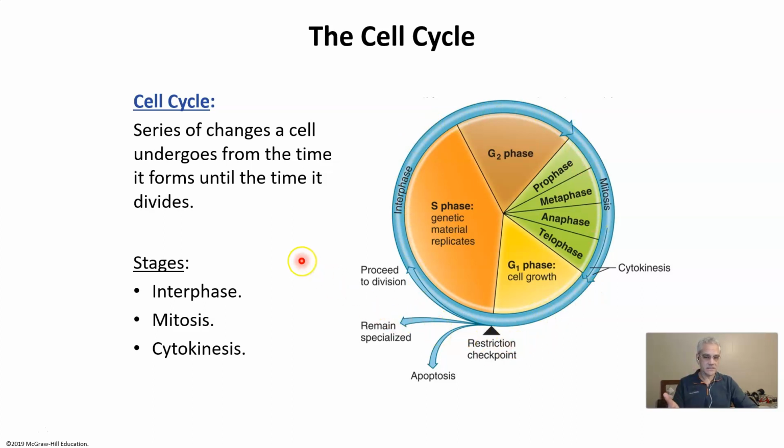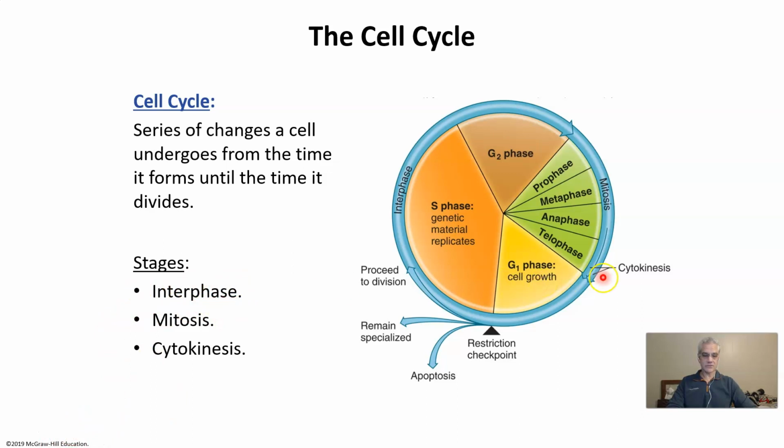So it depends on the cell type, and it depends on other things happening inside the cell as to whether it's going to do one of these three things. It will either go through apoptosis and destroy itself. It will not divide and stay a specialized cell and do its specialized cell thing. Or it will divide. That's it.